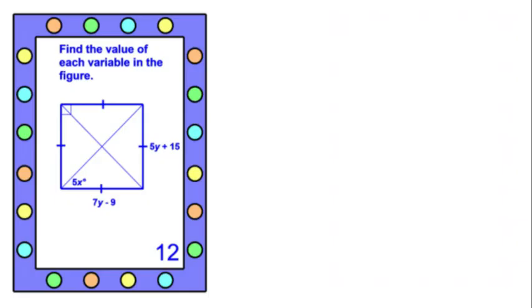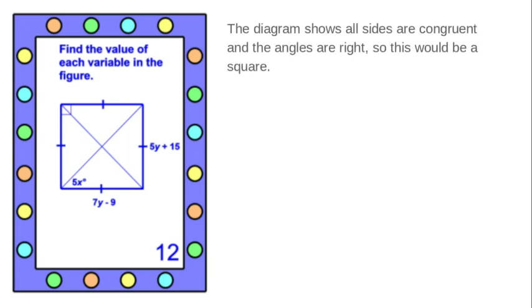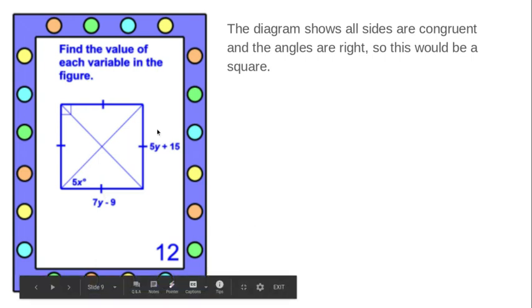And find the value of each variable in the figure. So let's take a look at that figure. We will notice that we have the tick marks on all four sides being the same. And we have indicated there that that makes, by the way, a rhombus, all four sides the same.